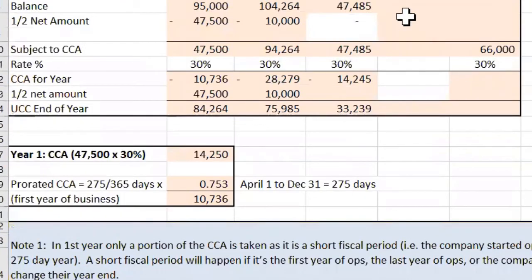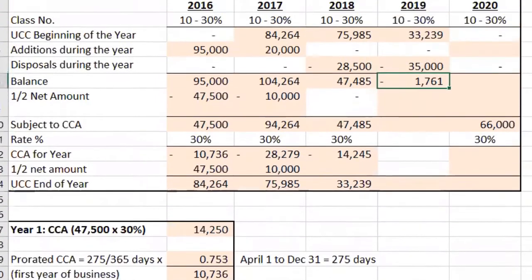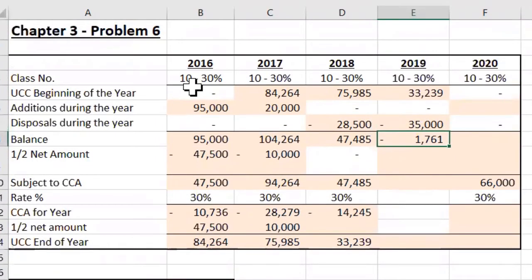So I'm going to scroll on up. I'm going to plug in a minus 35 and, look what we got. We got a negative balance. And you should be excited about this because the second you see a negative balance, you know exactly what you've got. And that's a little something we call recapture. So here we've got recapture. You cannot have a negative balance at the end of the year. If you do have a negative balance at the end of the year, you've done something wrong, right?